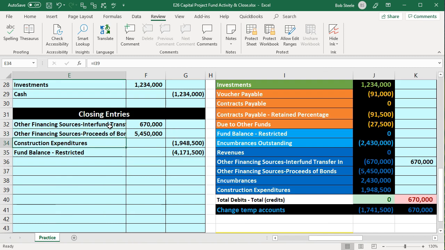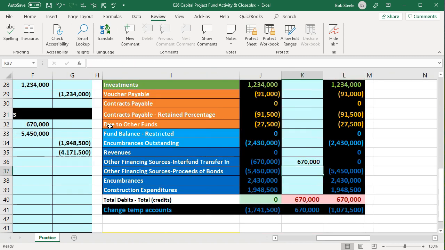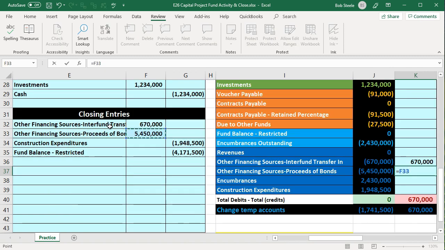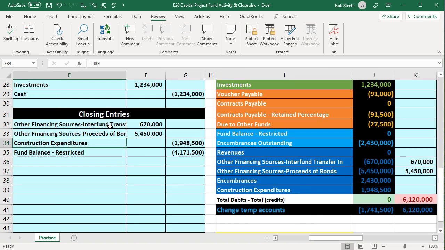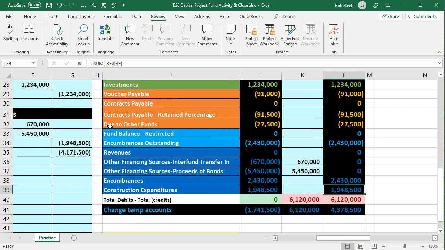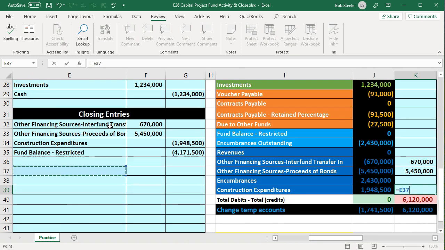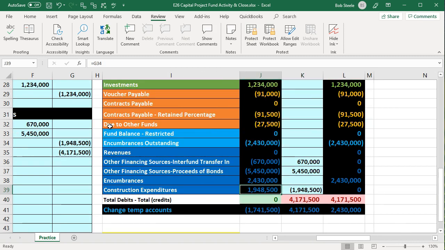So then we're going to go to other financing sources, K37 equals, and we will pick up that 5,450,000, making it go down to 0. Then we're going to skip encumbrances and go to the last one, which is the construction expenditures down here in K39 equals. Scroll back up and pick up the construction expenditures. That makes it go to 0.